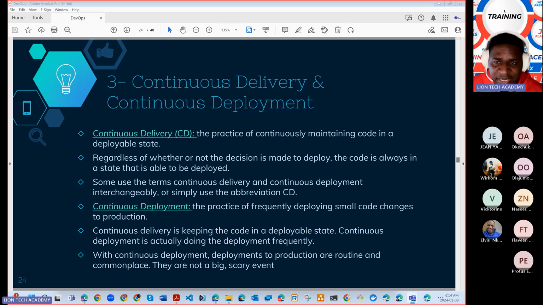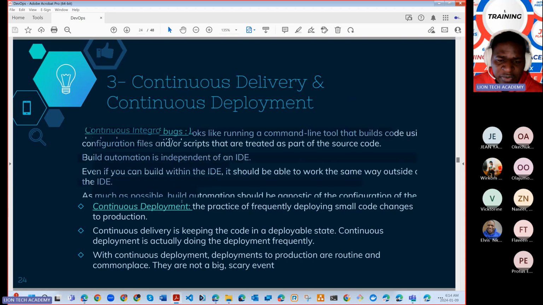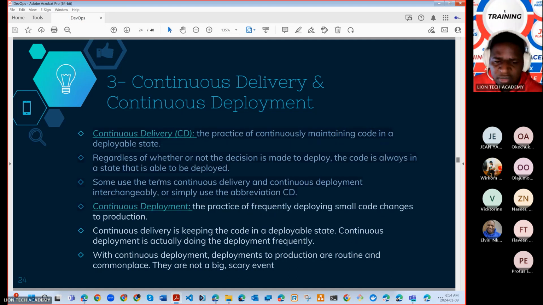The third practice is continuous delivery and continuous deployment. Now let me tell you something. You can work for a company and all you do is implement continuous delivery and continuous integration. So if you put 1 and 2 and 3 together, it gives what we call continuous integration and continuous delivery or deployment. Now, what is the difference? Of course, we are going to look at this when we get to the concept of automation.